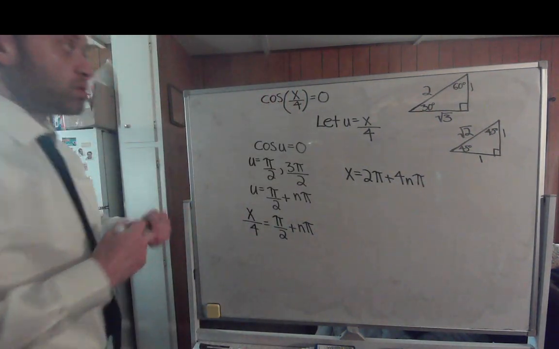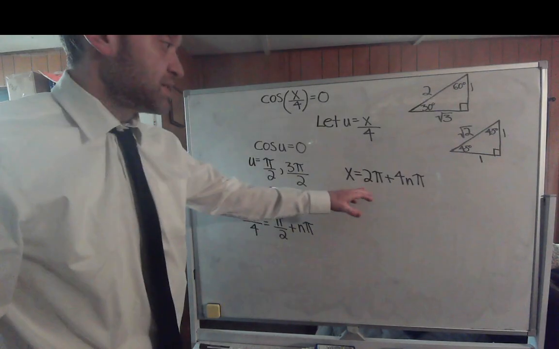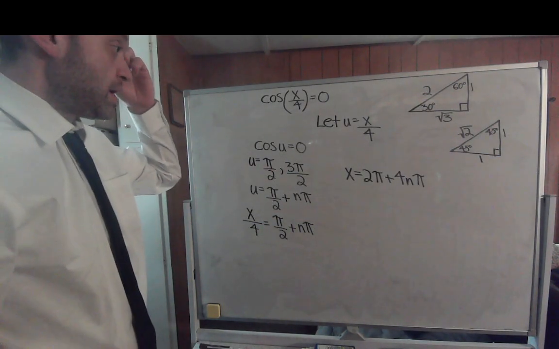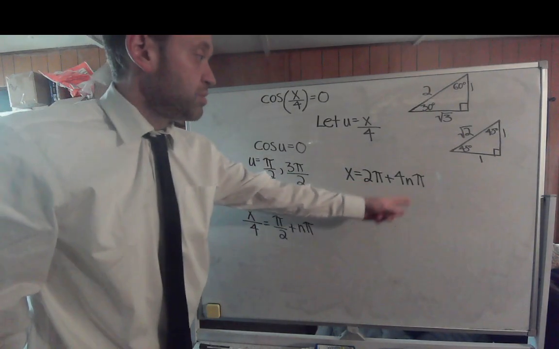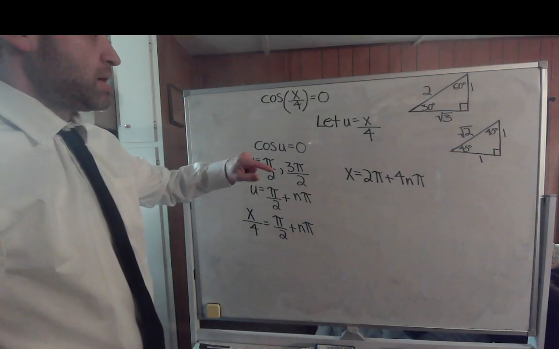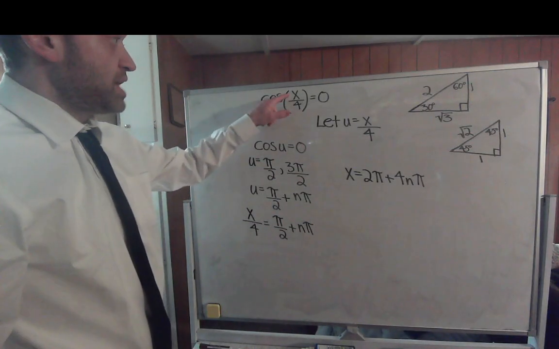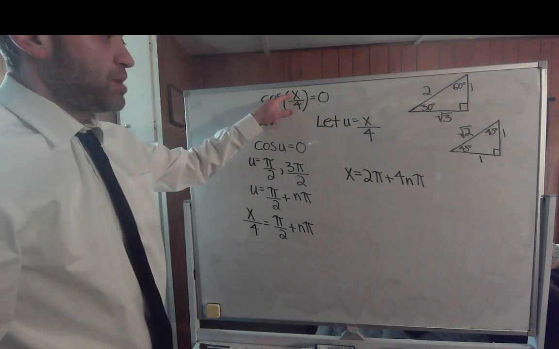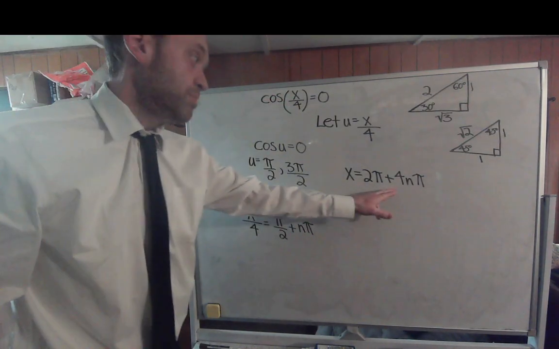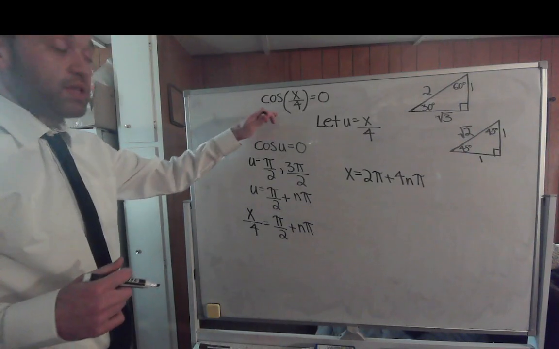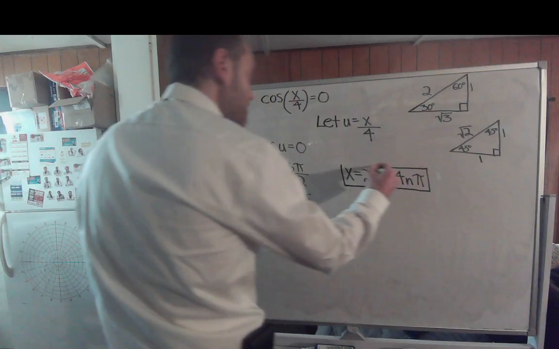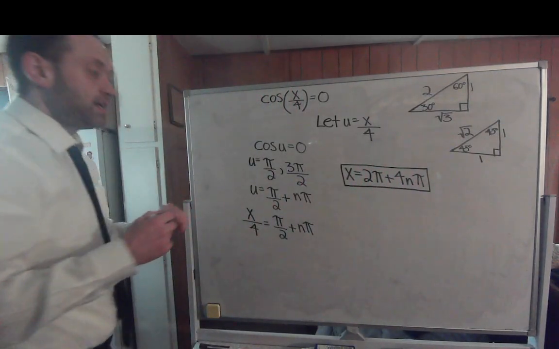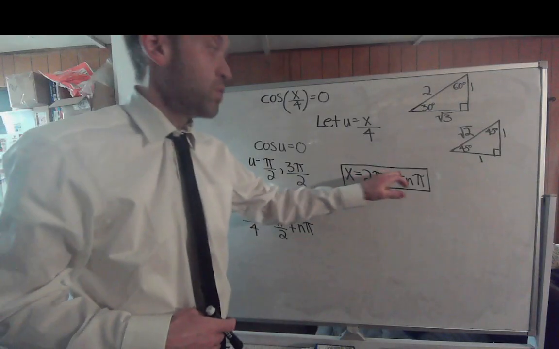And then, of course, we want to check for extraneous solutions. So if I take this 2 pi plus 4n pi and put that in for x, I would end up getting pi over 2 plus n pi. So we know that that works. So the general solution in this case is going to be x equals 2 pi plus 4n pi.